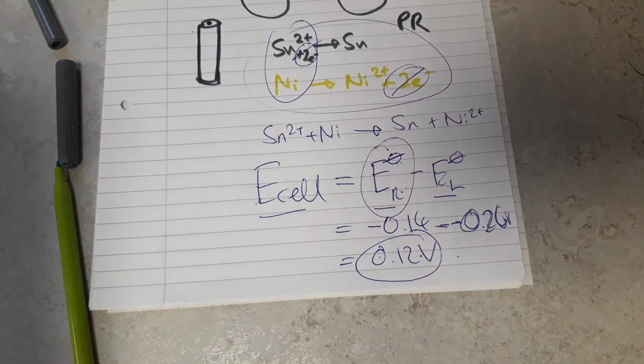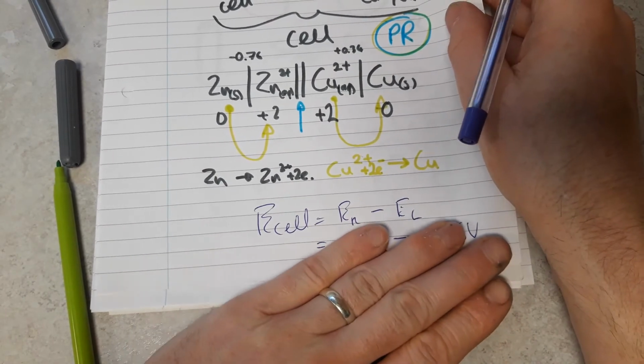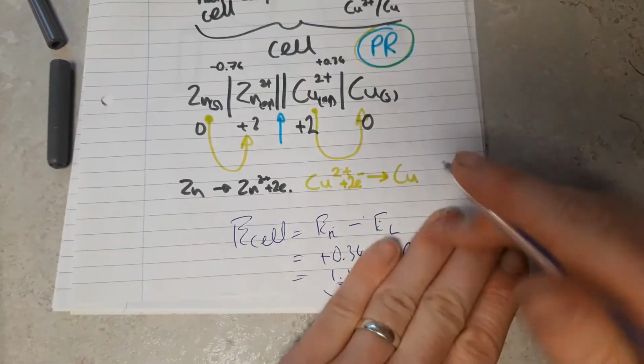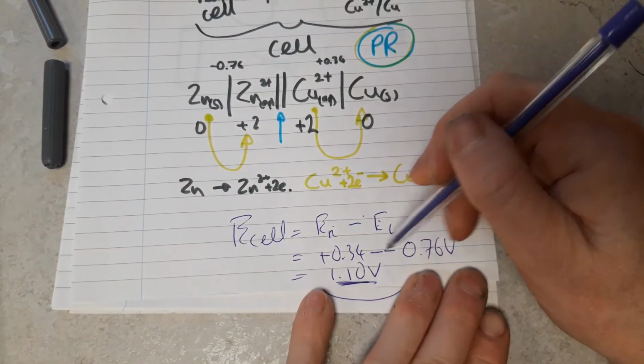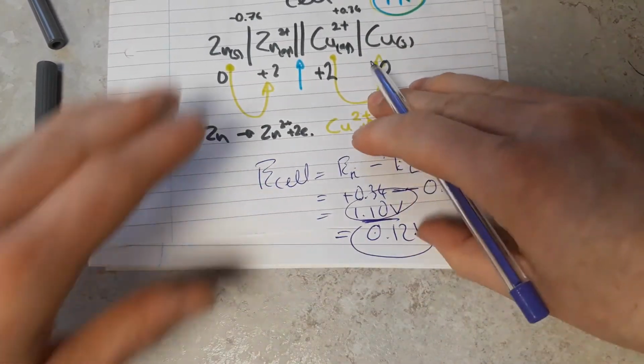I then went on to say, because I hadn't realised that my phone had died, on the first one that we did, if you go E right minus E left, E right is the most positive one, plus 0.34, so you write that in there, minus E left, which is minus 0.76. You get a voltage of 1.10 volts.